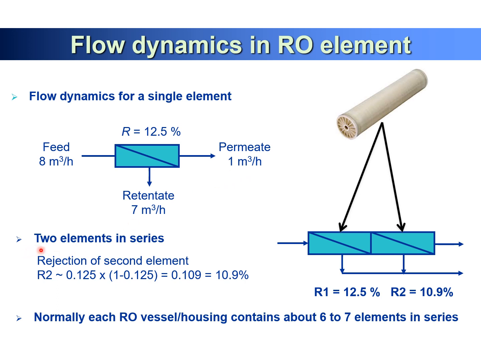So let's look at two elements in series. For the second element, the recovery is 0.125 times 1 minus 0.125, so we will have 10.9% of the water recovery. So the first element recovers 12.5%, the second element recovers 10.9%. The next element will be less than this 10.9%. So each element has a different water recovery, and all together we can calculate 50% or 40% water recovery for seawater desalination.